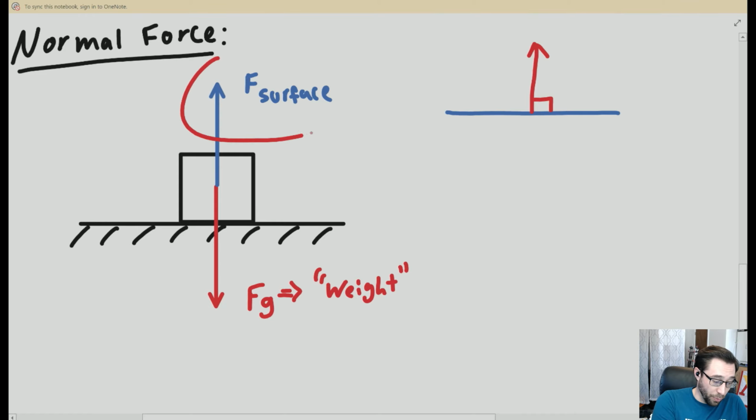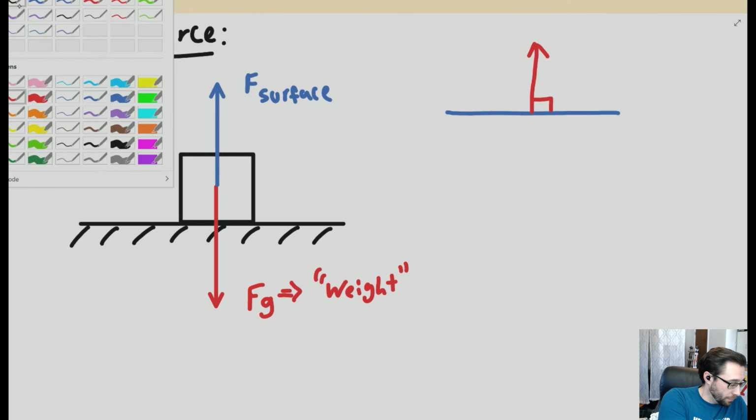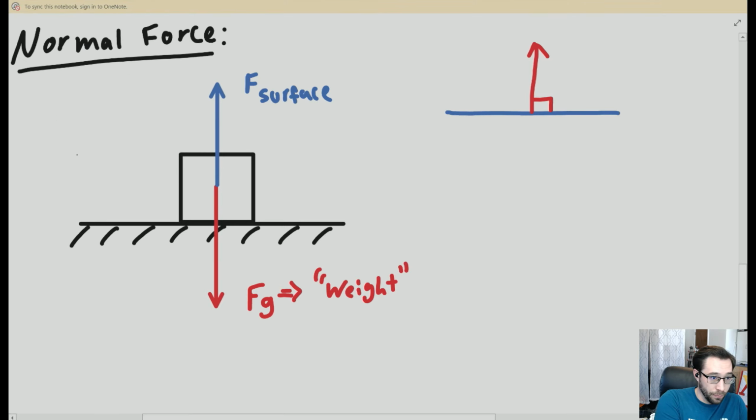So the force that the surface is imposing onto the box is 90 degrees to the surface. That's what it means for the normal force. Any confusion about that? So this is for a horizontal surface.